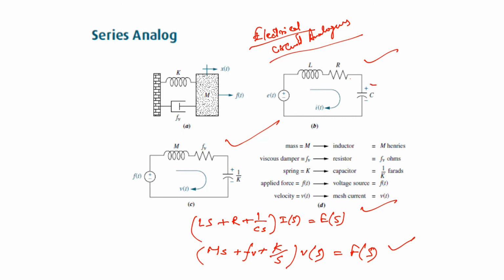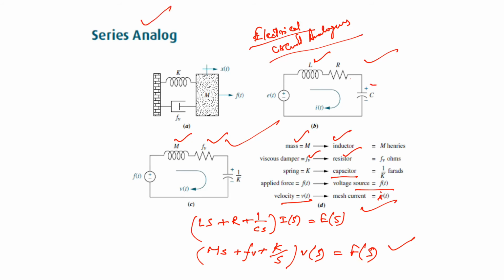mass is analogous to inductor in this case, viscous damper is analogous to resistor, spring constant K is analogous to capacitor, applied force is analogous to the voltage source, and velocity is analogous to mesh current I(t). Now this is an example of a series analog system.